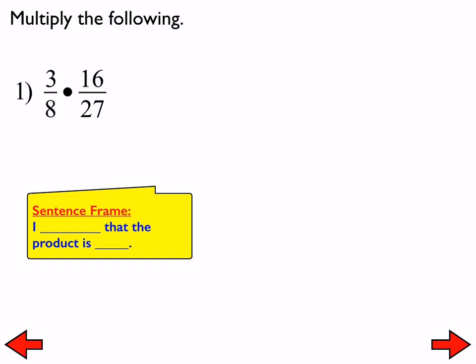So what we should have done here is diagonally with the 3 and the 27, 3 goes into 3 once and 27 9 times. And then with the 8 and the 16, 8 goes into 8 once and 16 twice. And all cross-reducing is like an early way of reducing. But you need to realize you can only do that when you're multiplying fractions. Now we multiply straight across, so I believe that the product is 2/9.